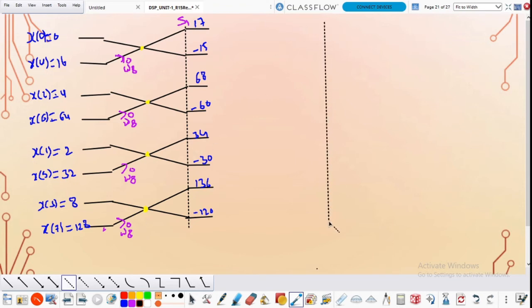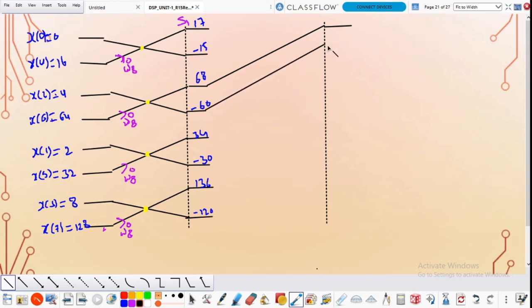Stage 2 outputs. This is the first N by 2 point DFT, this is the second N by 2 point DFT. In this first N by 2 point DFT there are 4 samples, so the down 2 samples are drawn in the upward direction and the up 2 samples are drawn in the downward direction. So these two are the down two samples, drawn in the upward direction, and the up two samples are drawn in the downward direction.